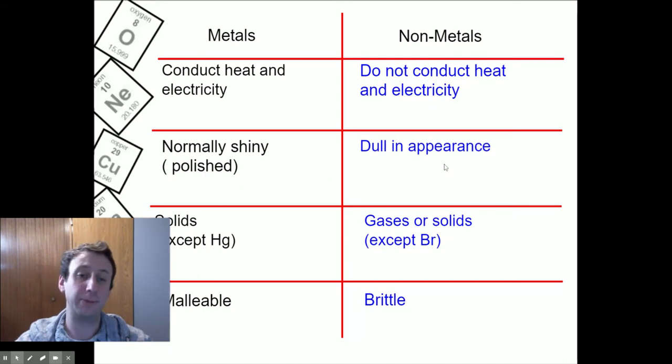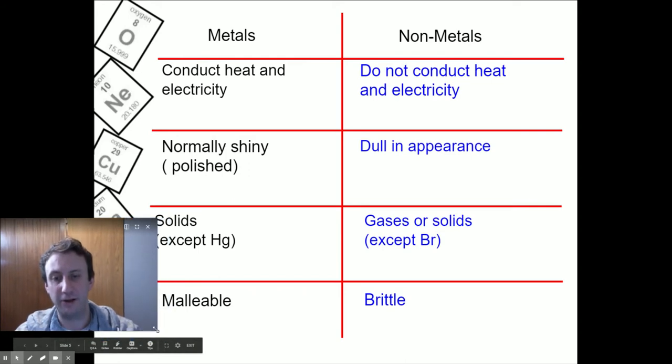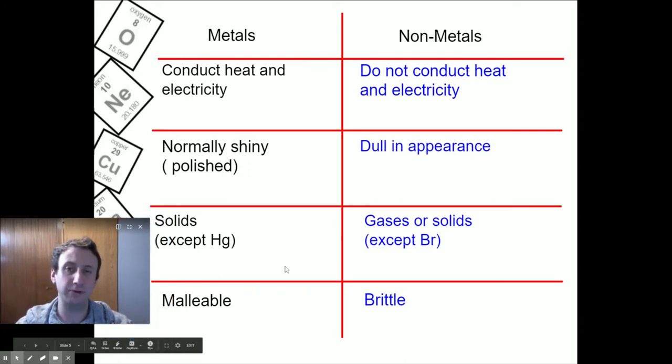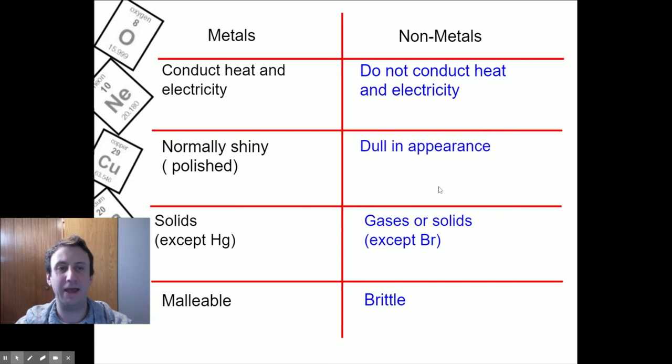Well, nonmetals are typically dull in appearance. Now, I should mention for all of this, there's always going to be weird exceptions, but these are generally the properties that we would see. For metals, they are typically a solid with the exception of mercury, which is, of course, a liquid. And then for nonmetals, they're gases or solids, except for bromine, which is a liquid as well. So we have all three states possible for nonmetals, and many of them are actually gases.